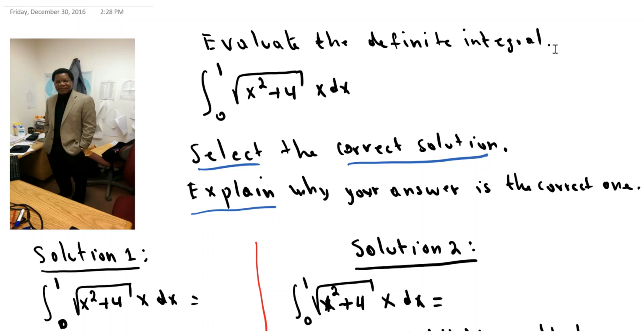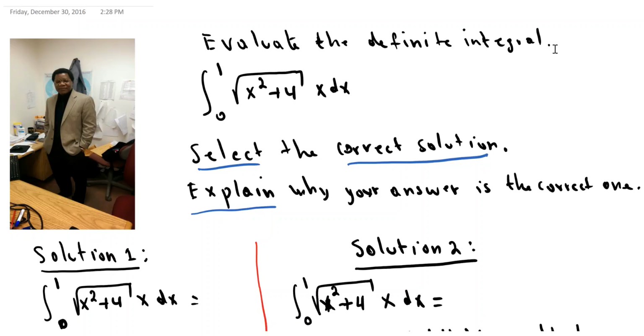The question here is to evaluate the definite integral, and this integral is given as such. You have the integral from 0 to 1 of the square root of x squared plus 4 times x dx. Now, we have two solutions, and the question is for you to select the correct solution. Explain why your solution is correct.